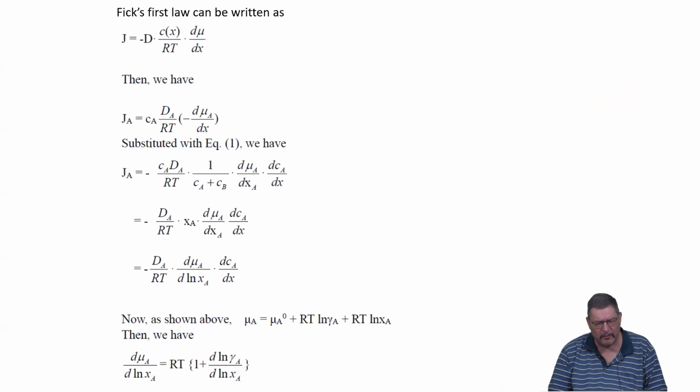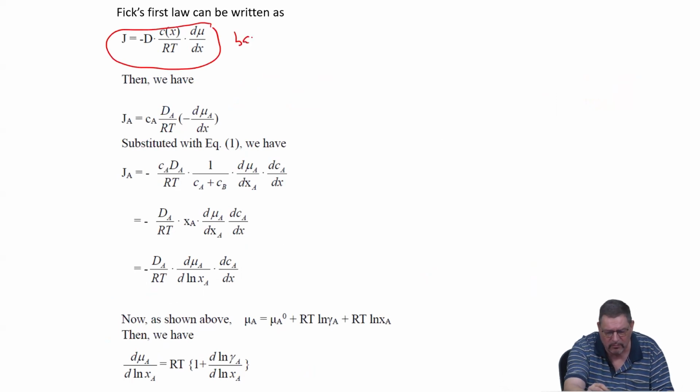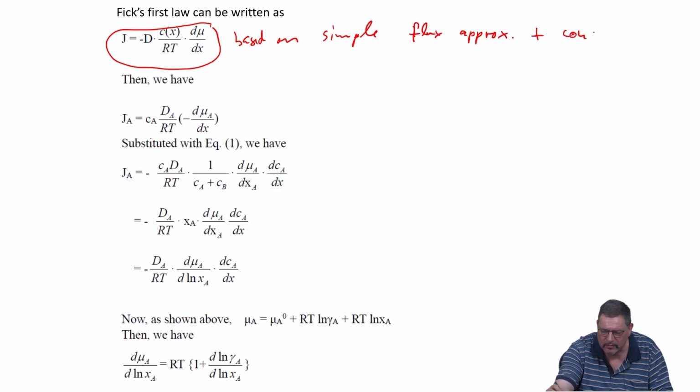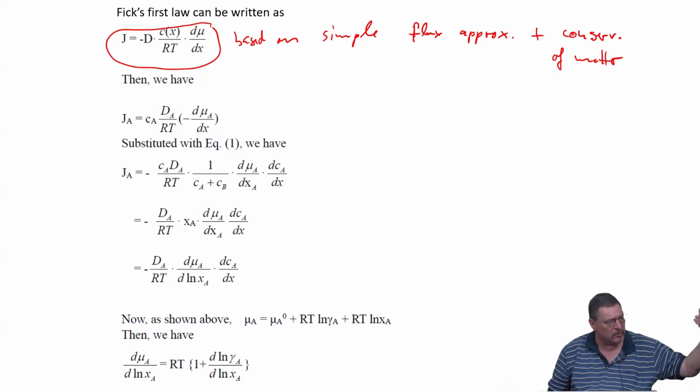When we now think of first Fick's law, then we can just replace these terms into the equation, which has been derived before, just again based on simple flux approximation plus conservation of matter. You know that basically you put in an artificial plane and you say whatever goes through the plane from the left needs to come out on the right and vice versa. Then you have the first Fick's law.